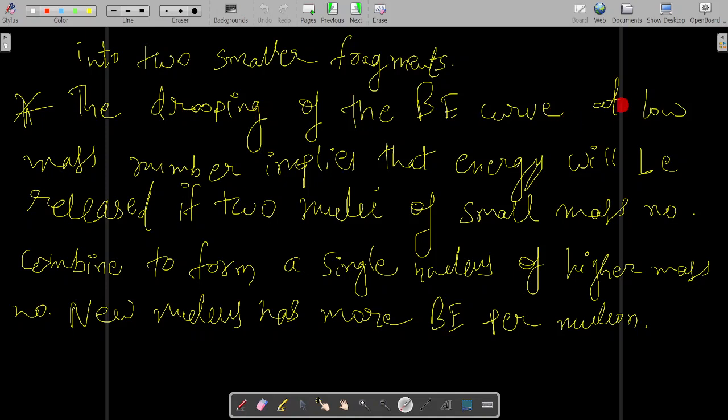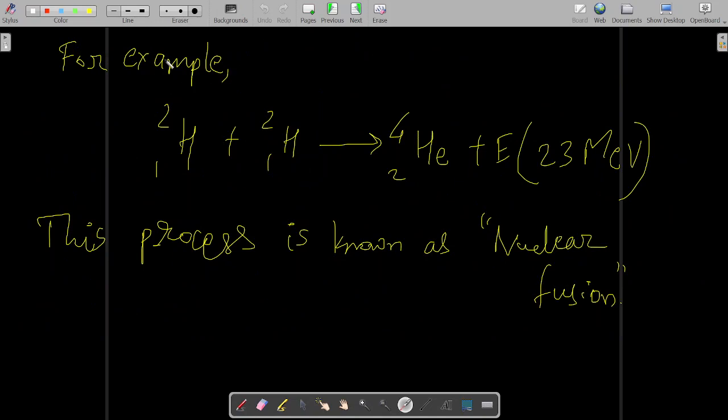The drooping of the binding energy curve at low mass numbers implies that energy will be released if two nuclei of small mass number combine to form a single nucleus of higher mass number. The new nucleus has more binding energy per nucleon. This is self-explanatory. For example, in this process of nuclear fusion, H12 and H12 fuse to give He24. Energy is released, 23 mega electron volt in this process. This process is known as fusion. Two lighter unstable nuclei combine to form a heavier stable nucleus.